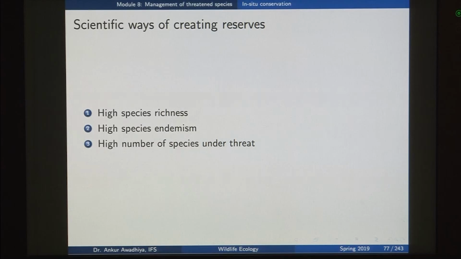So, we also need to have reserves in those areas that have a high degree of species endemism, and also we require reserves in those areas that have a high number of species that are under threat.